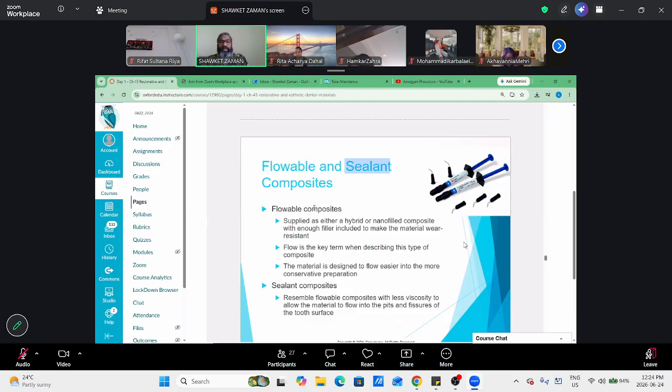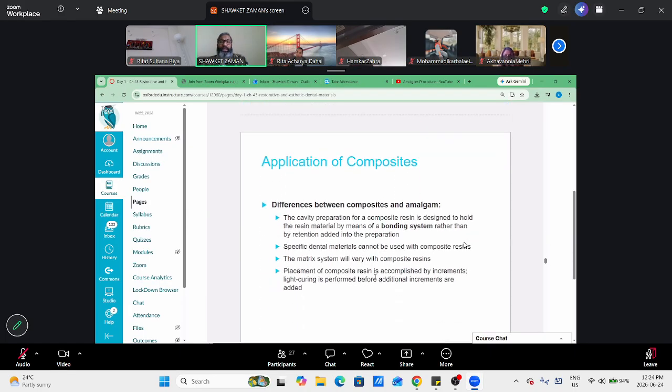It is supplied as either hybrid or nanofill composite, depending on what ingredients are present, and it is fluid enough to flow onto the surface of the tooth. The material is designed to flow easily into more conservative preparations. When there is a very narrow space, a conservative preparation, the flowable composite can take place there to fill the restorative areas.